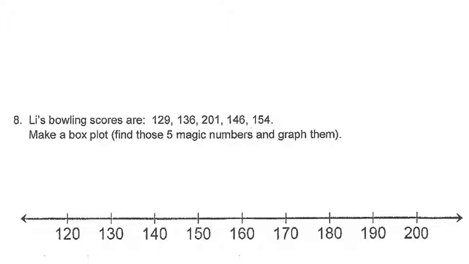Now let's look at question number 8. Lee's bowling scores are the following. Make a box plot. Find the 5 magic numbers and then graph them. So at this time I would like for you to order these from least to greatest and then find your 5 magic numbers and then graph it using a box and whisker plot. At this time, please pause the video while you complete question number 8. When you're ready to check your answer, press play.